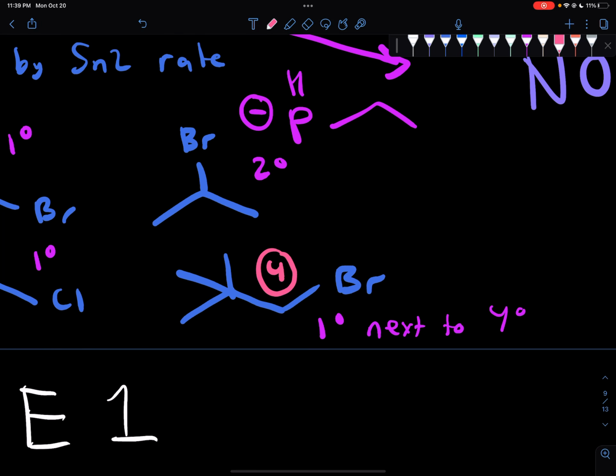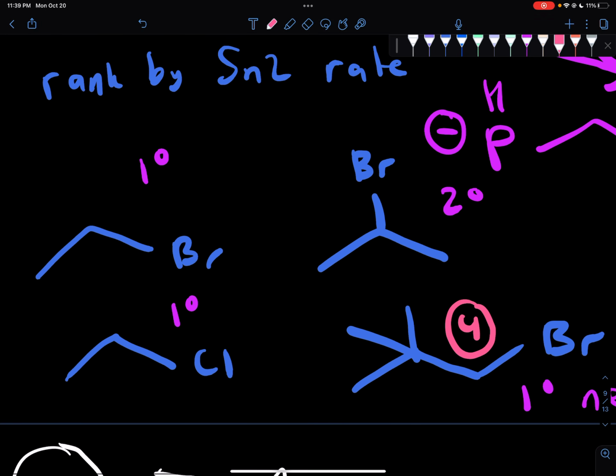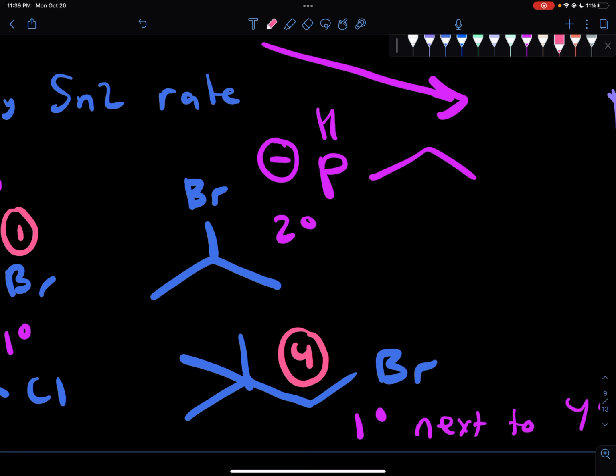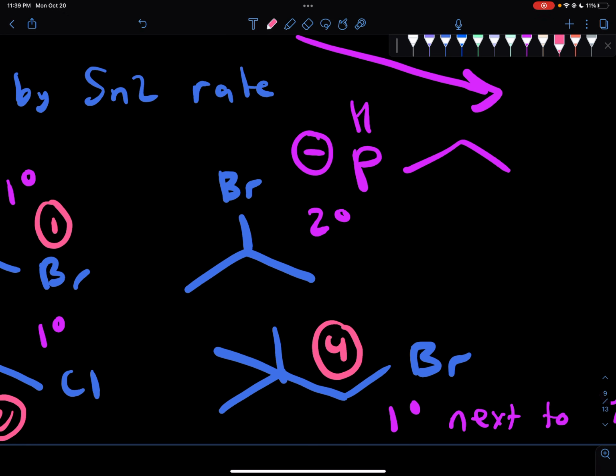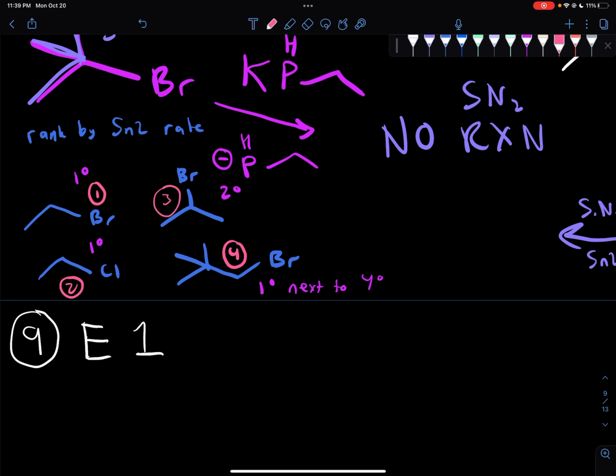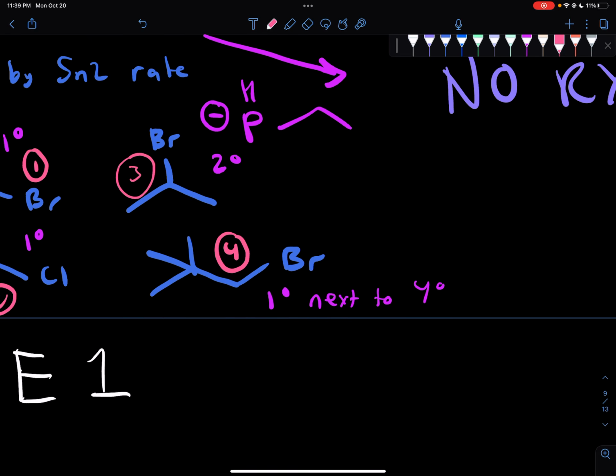Now, for our two actual primaries, the only difference here is our leaving group. So the better the leaving group, the faster the reaction would be. So this would be number 1, because bromine is better than chlorine. This is number 2. And then this one is secondary. It's not that bad, but primary is better than secondary. So this would be rank 3. So usually there's going to be an easy option that you know for sure is the worst. And it's either going to be this case right here, or it's going to be this, where it's right on a tri-substituted carbon.